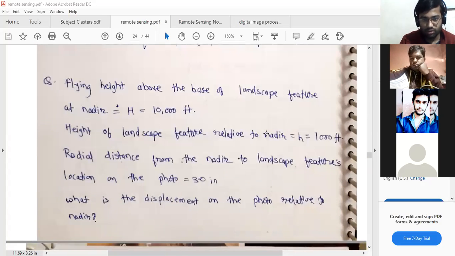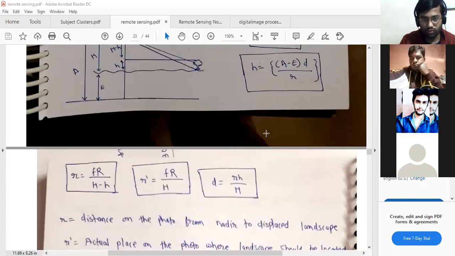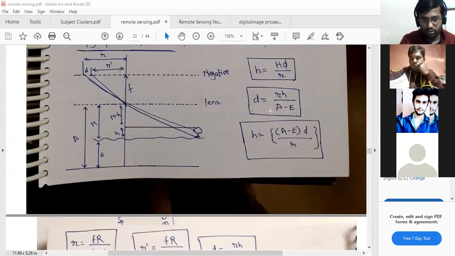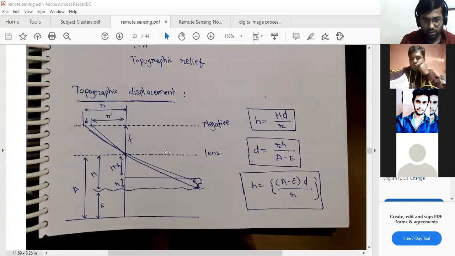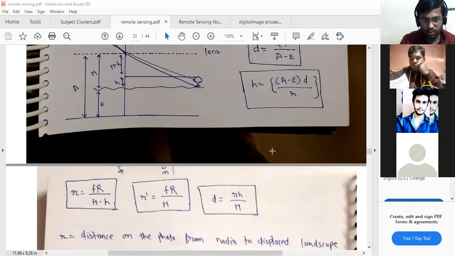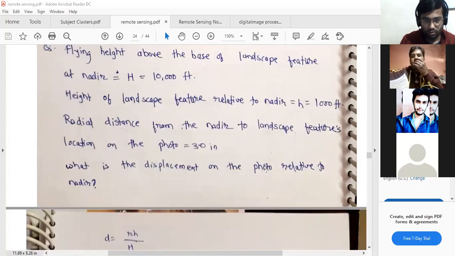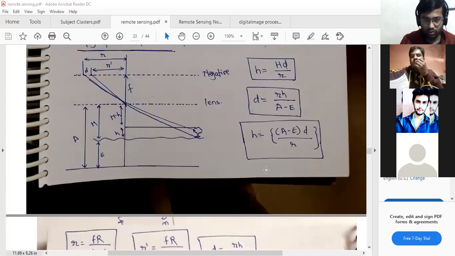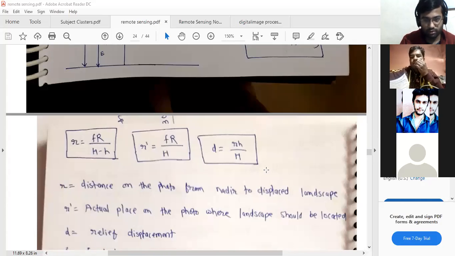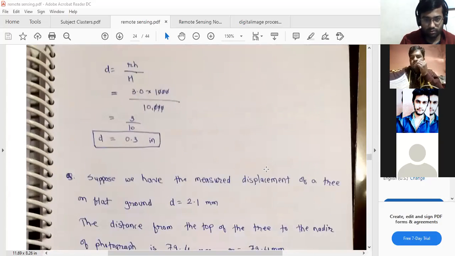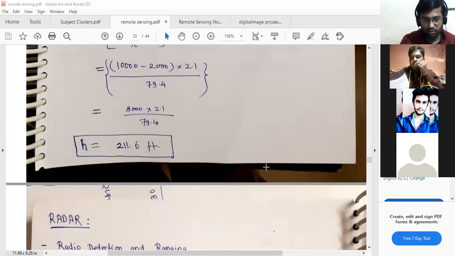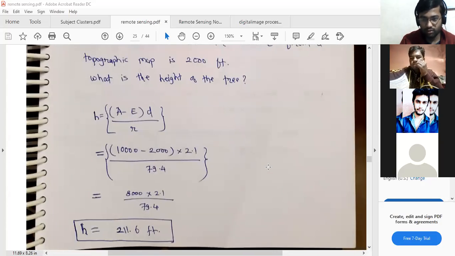Okay, so this is how you can solve the numerical with the help of formula. Okay, so with the help of this diagram, just try to remember all 6 formulas. Okay, we don't have numerical on every formula. Okay, but can understand. Okay, I will share this material today.